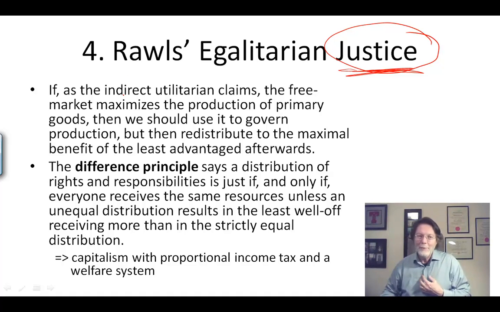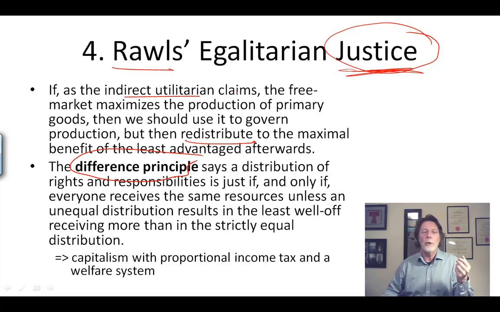But if this argument was right, that the best way to maximize the production of goods is to use the market, okay, this is the indirect utilitarian claim that we were talking about, then if you believe in justice, you should probably first use the market to create goods and services, and then afterwards redistribute them in whatever democratic or egalitarian or just way you think is correct. And this is what John Rawls's difference principle says. It's associated with John Rawls, an American philosopher who died about 12 years ago.